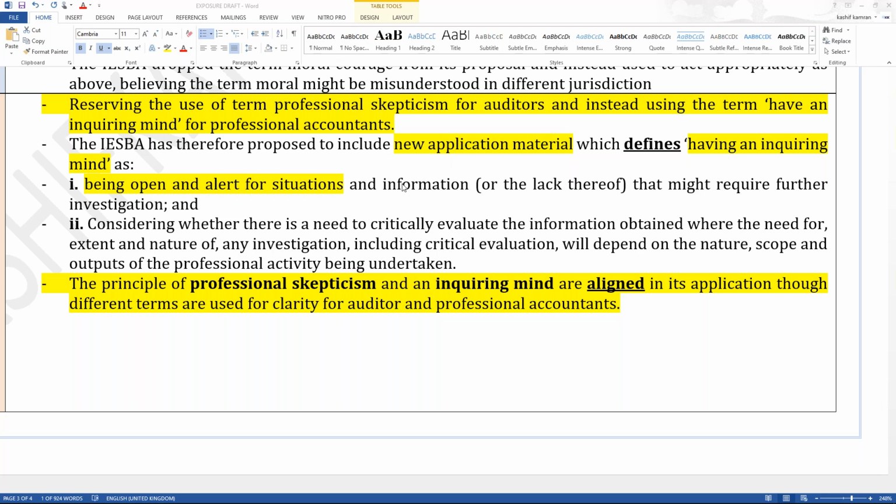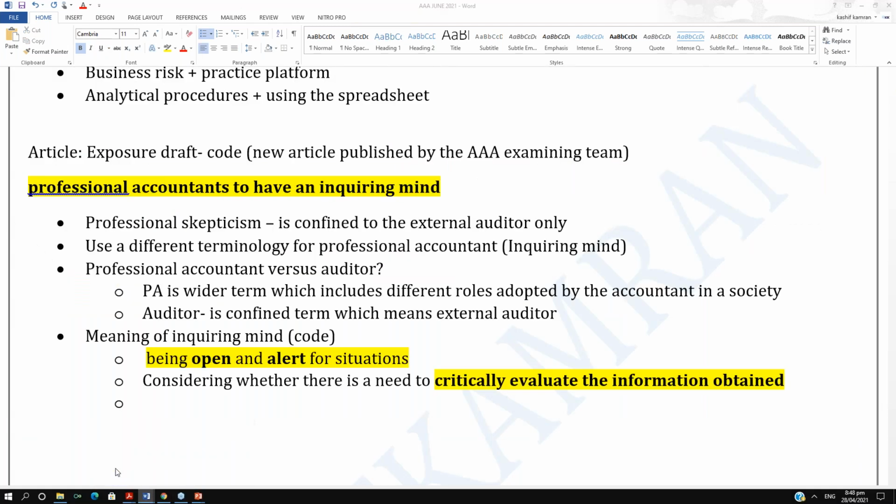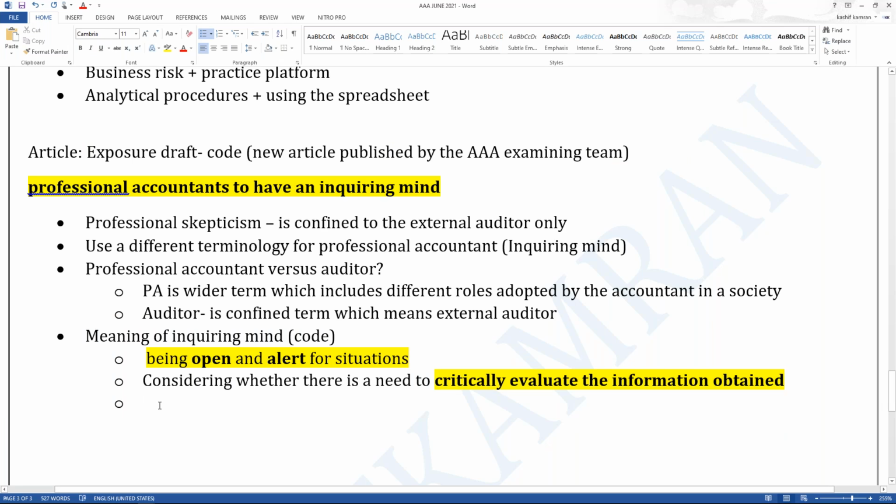So will you remember the definition, everyone? Will you remember the definition of inquiring mind being open and alert for situations and considering whether there is a need to critically evaluate the information? Okay, let's move on to the last element of the article. And then I will tell you how you would prepare this article from an examination perspective.